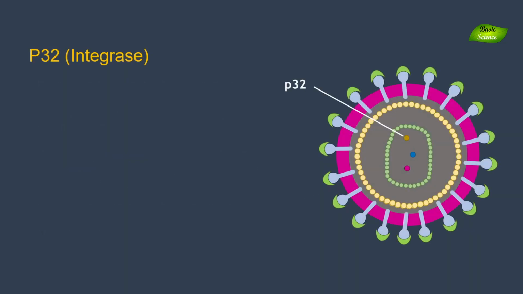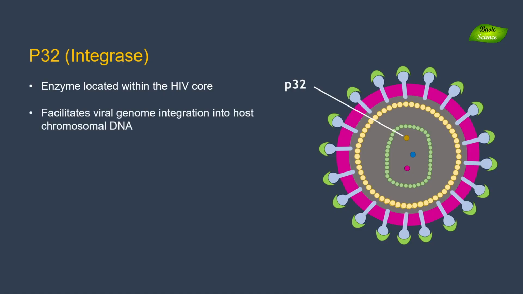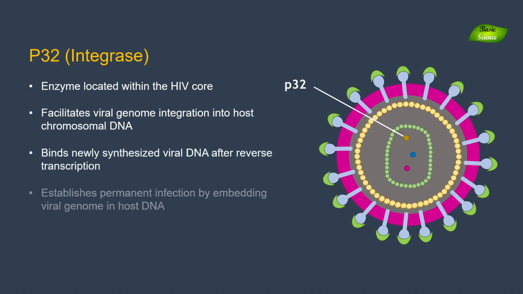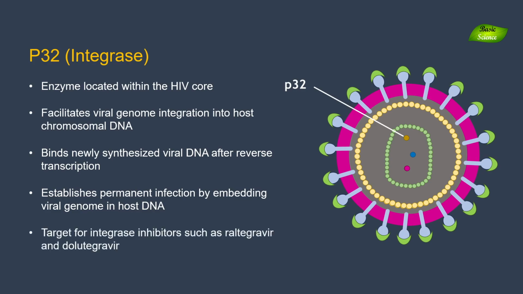p32, integrase. Enzyme located within the HIV core. Facilitates viral genome integration into host. Binds newly synthesized viral DNA. Establishes permanent infection. Target for integrase inhibitors.